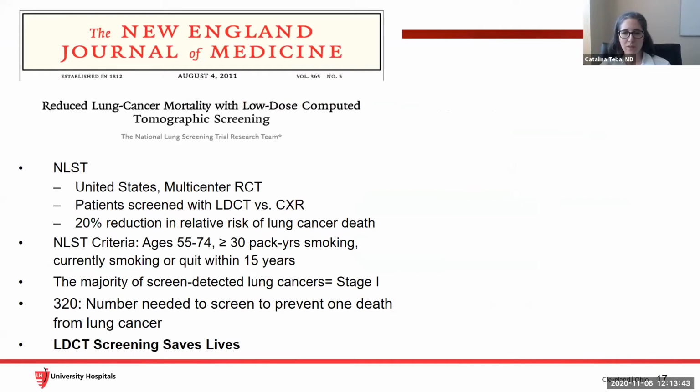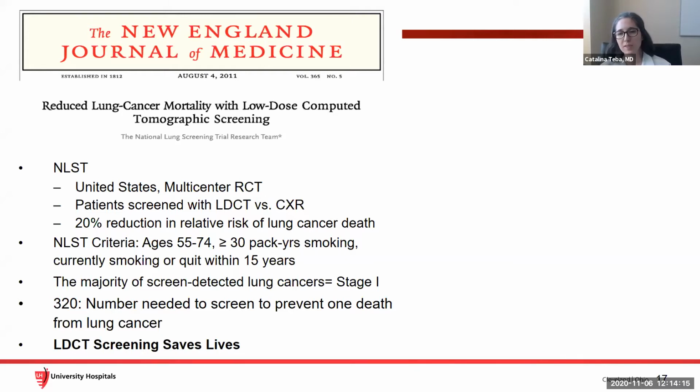And this is based on data from a 2011 pivotal study comparing CT scan to chest x-rays. This was a study called the National Lung Screening Trial, or NLST. Multiple centers in the United States were involved, comparing low-dose CT scans, or LDCT, versus x-rays. The outcomes were a 20% reduction in lung cancer deaths, and 320 people need to be screened to prevent one death.